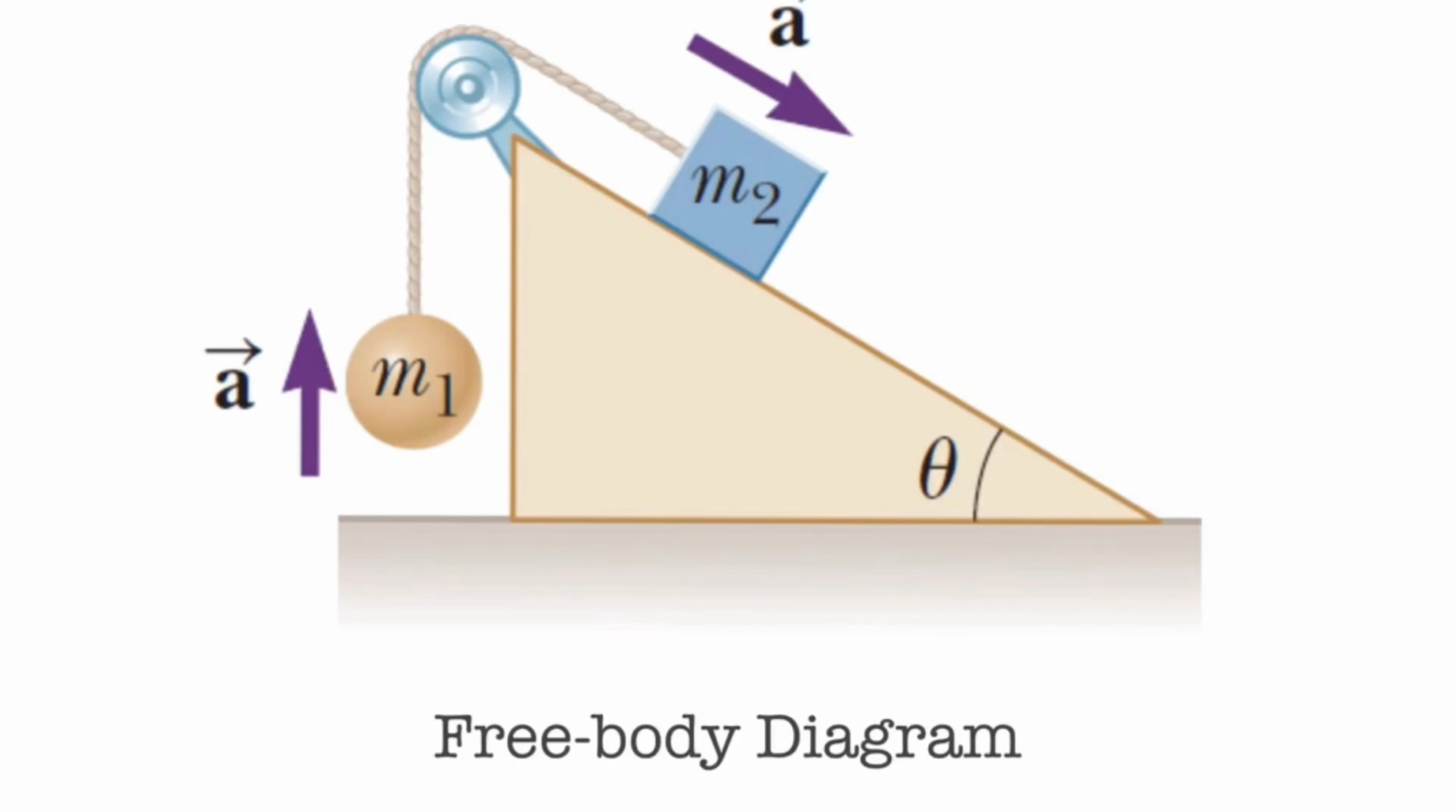A free body diagram is an illustration that shows the forces that are acting on an object, and that is something that we're going to talk about in this episode of Physics is Easy with Mr. Jesse.